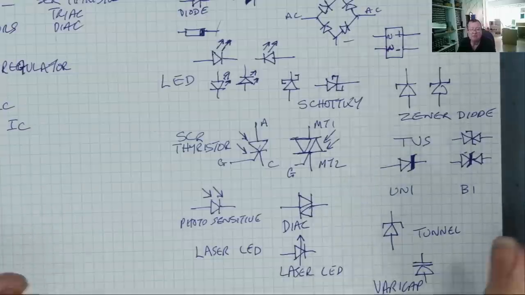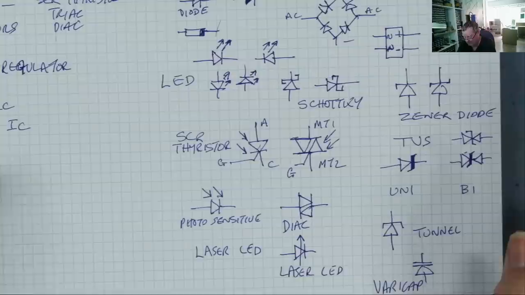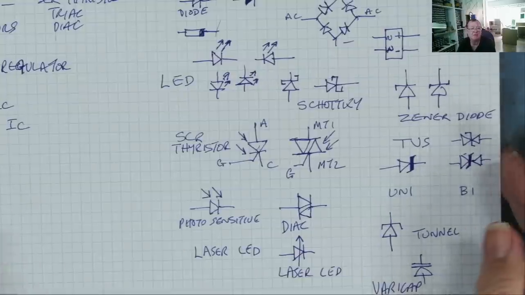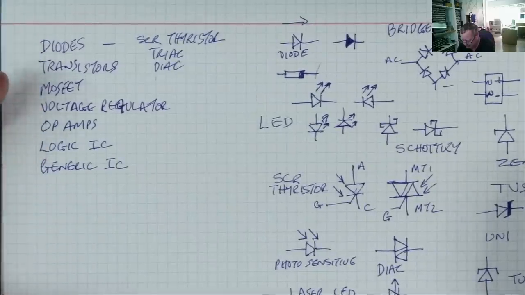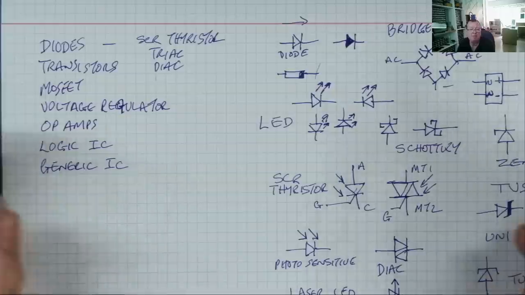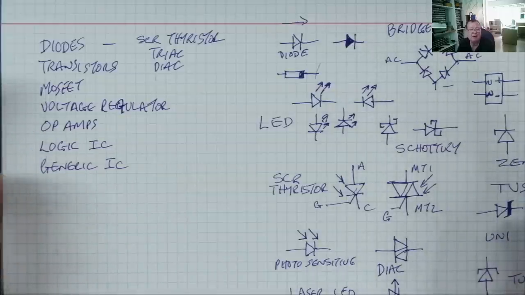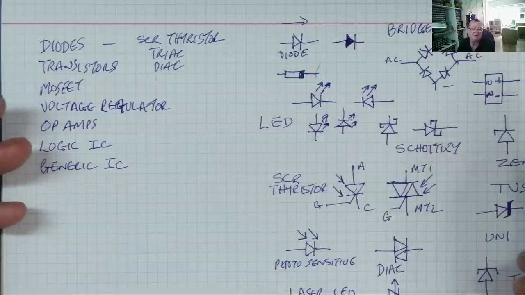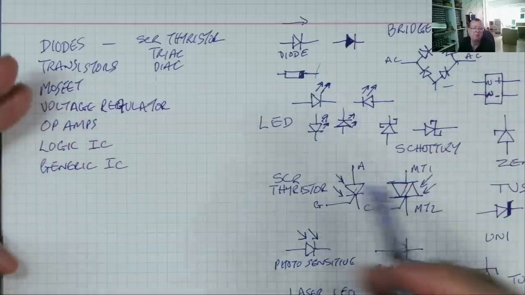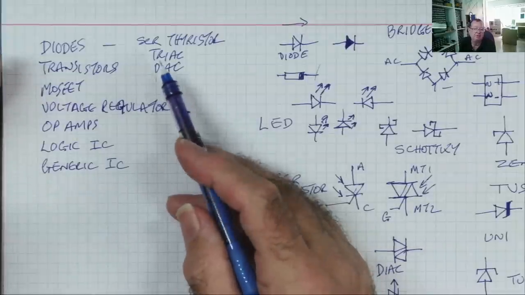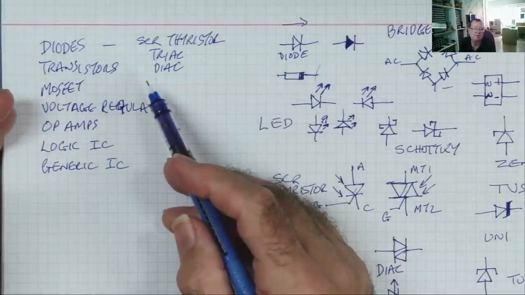Okay, so that's diodes. Also SCRs, thyristors, triacs, diacs. So the next thing to look at are transistors. Now, transistors roughly fall into two groups. You have bipolar transistors and you have MOSFET transistors. In fact, MOSFET is metal oxide semiconductor field effect transistor. So we'll look at the bipolar ones first and related devices, and then we'll look at the MOSFETs.